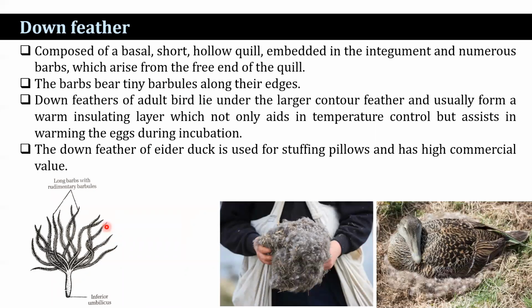Down feathers of adult birds lie under the large contour feathers and usually form a warm insulating layer, which not only aids in temperature control but also assists in warming the eggs during the incubation period. The down feather of eider duck is used for stuffing pillows and has high commercial value.